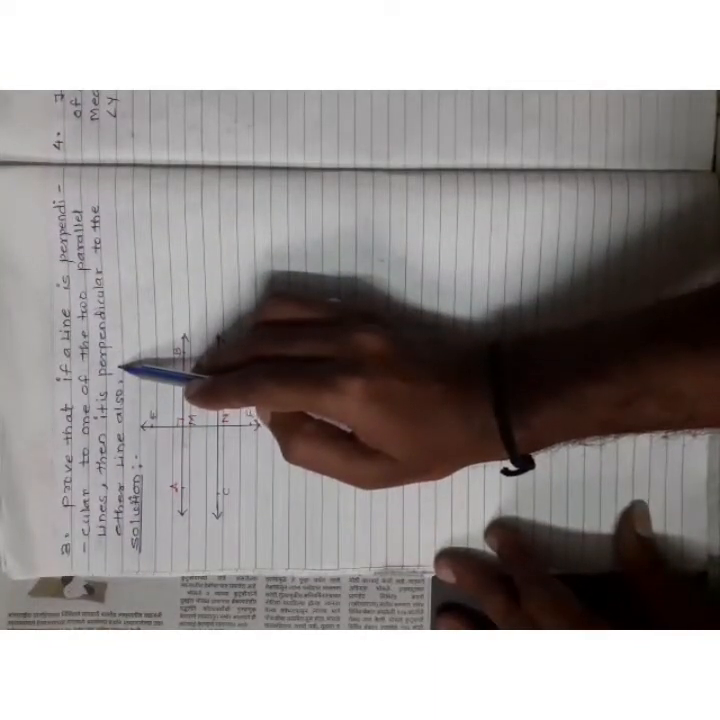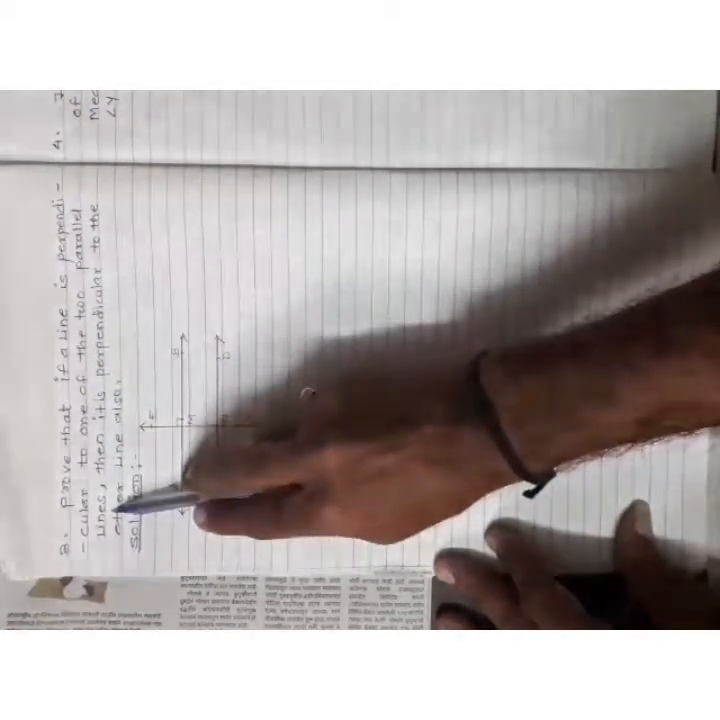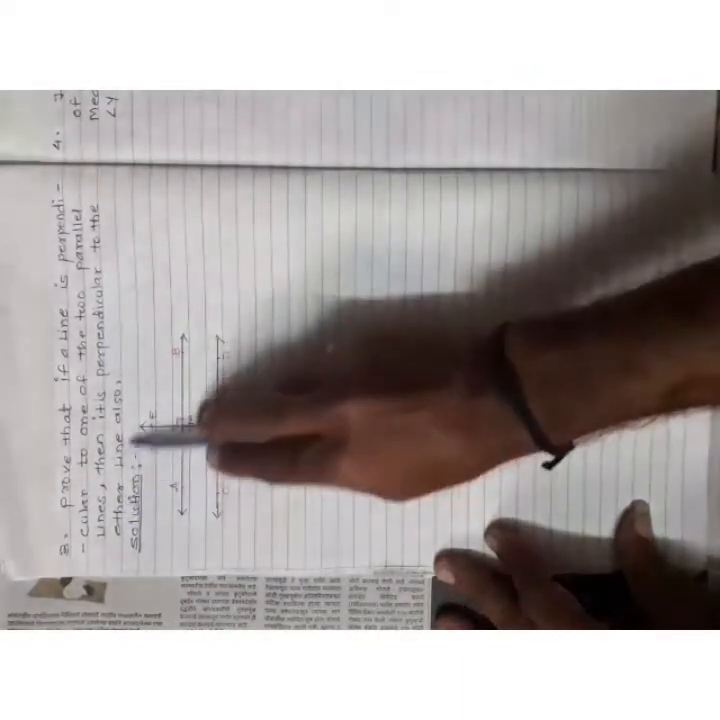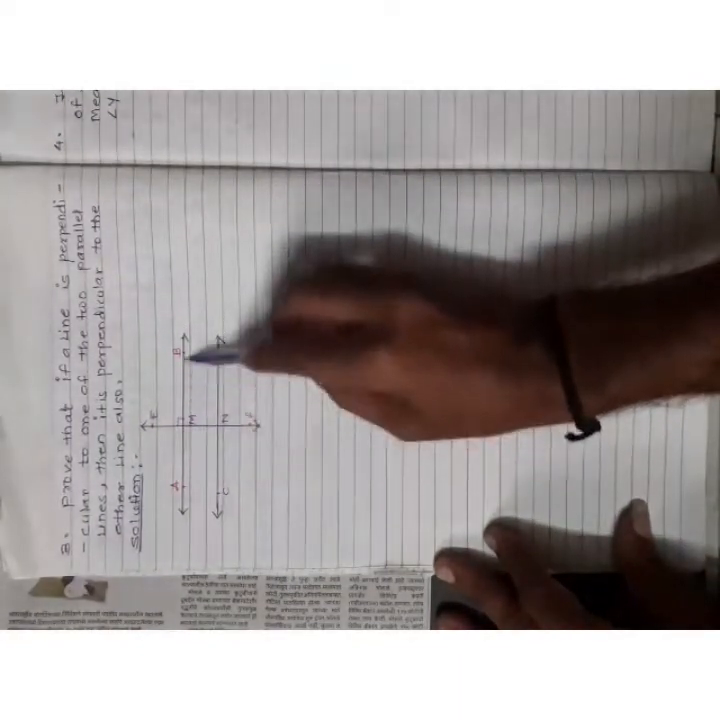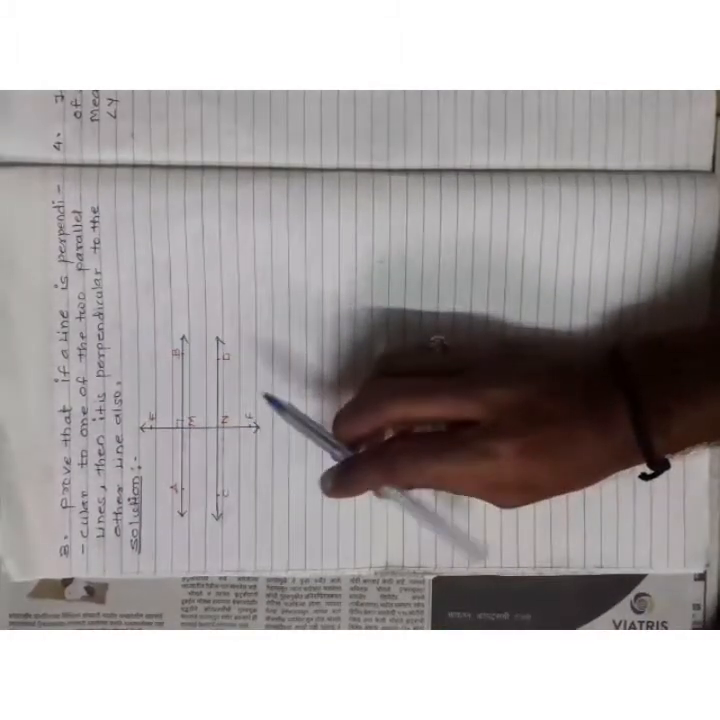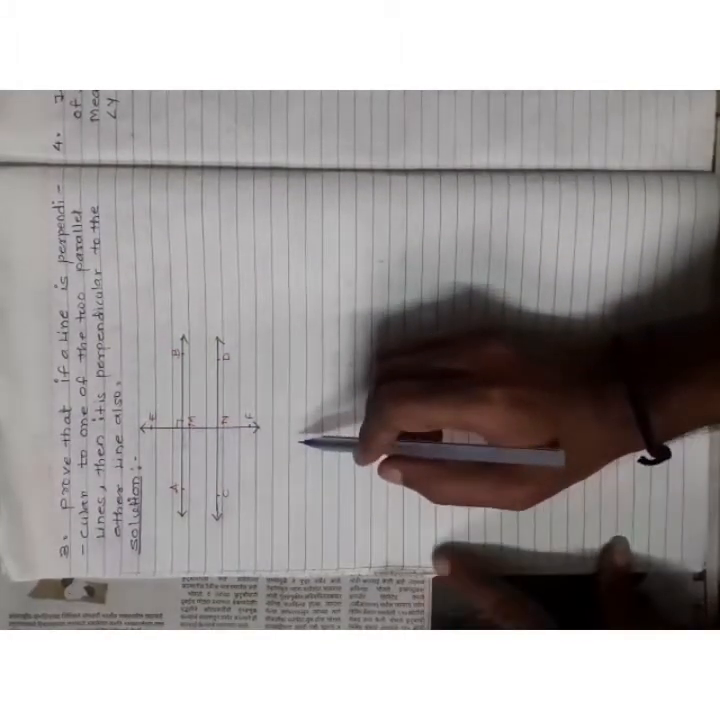Next question, third one. Prove that if a line is perpendicular to one of the two parallel lines, then it is perpendicular to the other line also. What do we have to do? A line is perpendicular to one of two parallel lines, then it is perpendicular to the other line also. That means EF is perpendicular to AB, and it is also perpendicular to CD.